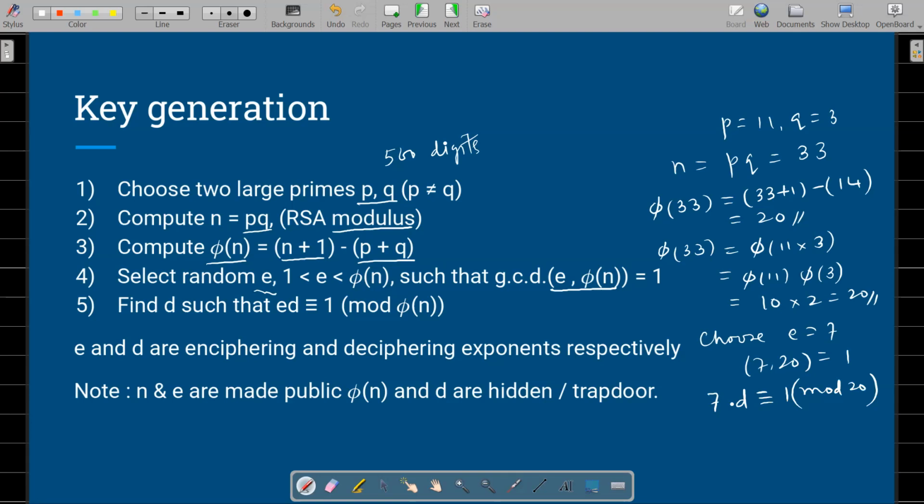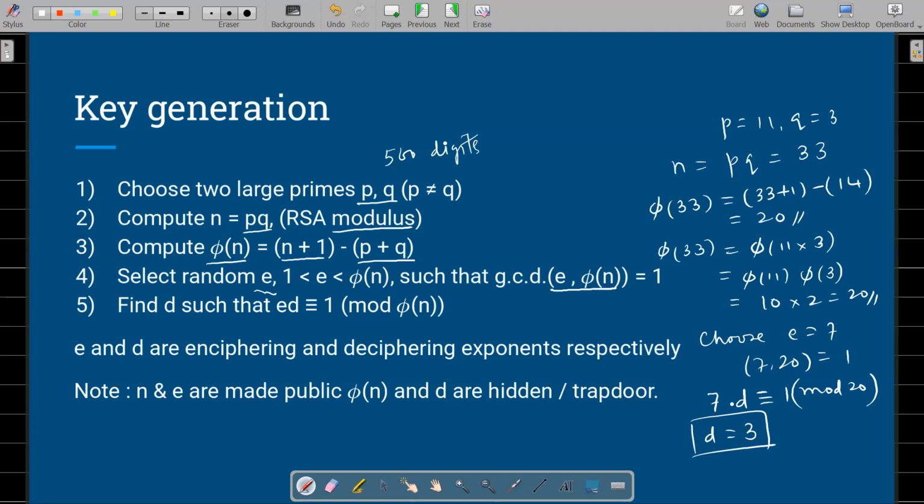In this case, it's simple and you can just do it orally. It's 3. So can you tell me what should be D in this case? 3, sir. Yeah, 3. So D is 3 because 7 times 3 is 21, and 21 is 1 mod 20. If I divide 21 by 20, the remainder would be 1, right? So D turns out to be 3. And this E is the enciphering or encryption exponent, and D is the decryption exponent. How exactly we will use E and D, we'll see on the next page.